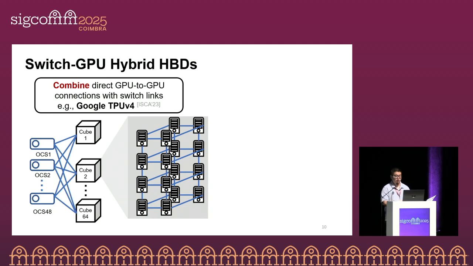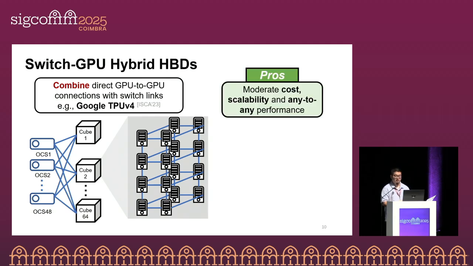The third type is switch-GPU hybrid HBD. They combine direct GPU-to-GPU connections with switch links. A typical example is Google TPU v4. As shown in the figure, TPUs are connected directly within a 4x4x4 cube, and the cubes are linked through optical circuit switches, or OCS for short. The strength of this architecture is moderate cost, scalability, and any-to-any performance.